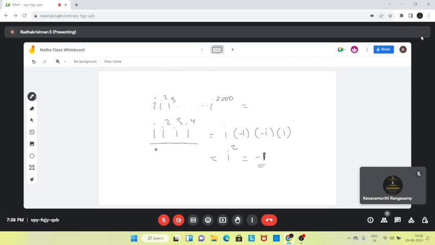Now i to the power of 5 is same as i, i to the power of 6 is same as i square, and i to the power of 7, i to the power of 8 and so on repeat the same group. This group appears 2000 divided by 4 times. So it is minus 1 to the power of 500. Since this is an even number, your result is 1. Suppose this was an odd number, you would have got minus 1.